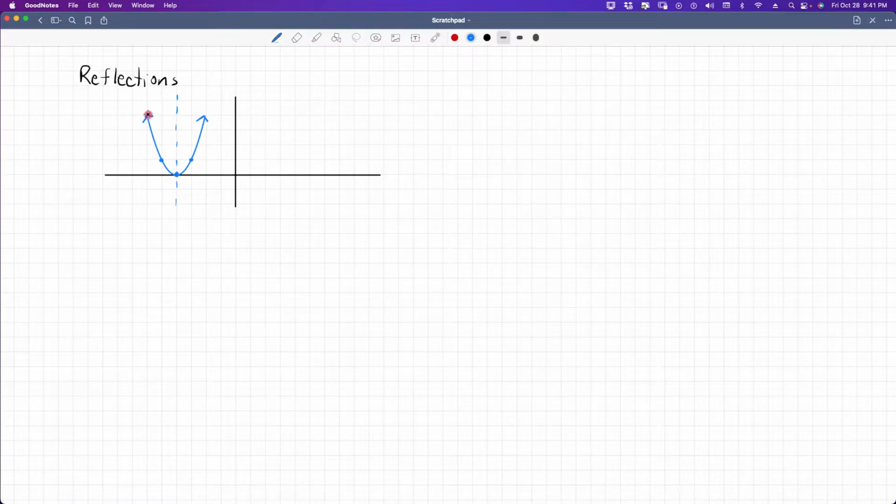This is 2 units away from the axis of symmetry. This one is 2 units away from the axis of symmetry. So you see how that works, right? A reflection is not just at the line of symmetry or the axis of symmetry. A reflection is taking the whole function and flipping it over an axis on the Cartesian coordinate system. That is a reflection that we're talking about.